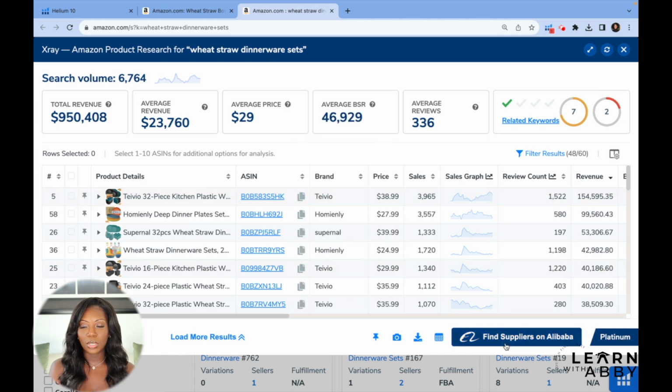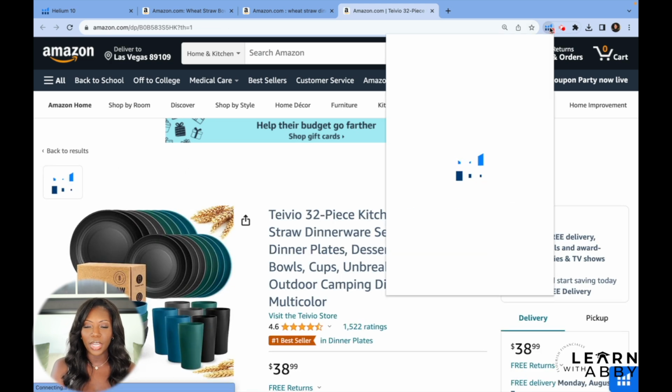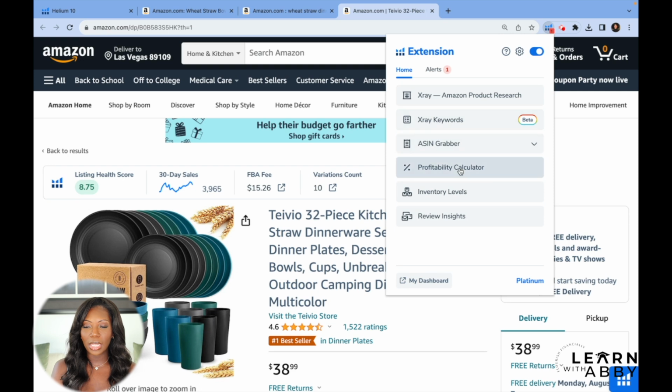So we just looked by clicking on this button, Find Suppliers on Alibaba. We see that you can buy this for $5 to $6. Let's call it $6 on the high end. And we're gonna go ahead and click on the listing. I'm going to use yet another Helium 10 tool. This one is called the Profitability Calculator. And I'm going to go ahead and click on it.